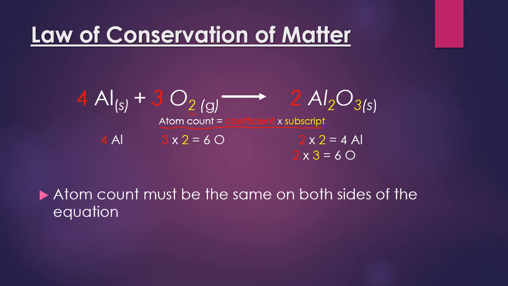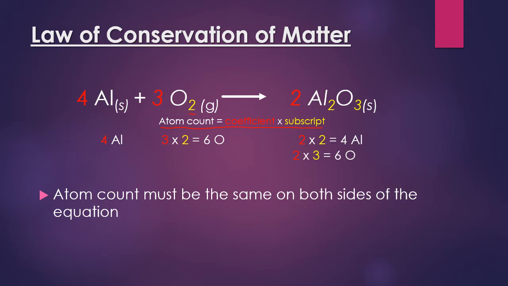On the reactant side, I am going to calculate how many aluminums I have, how many oxygens I have. However many aluminums I have on the reactant side, I need to have the same amount on the product side. Same with the oxygens. So let's count. For aluminum, I have 4 of them.